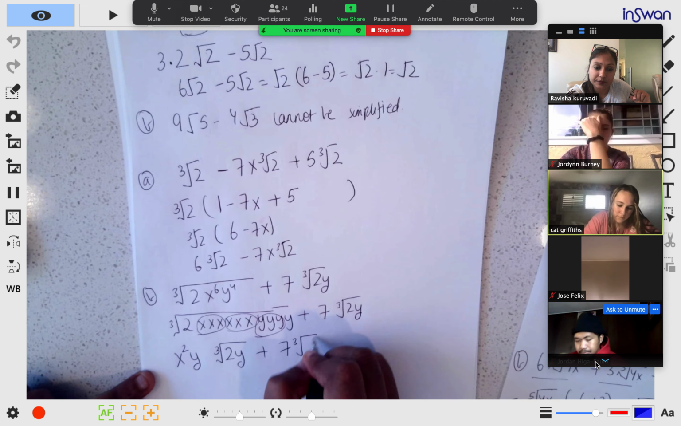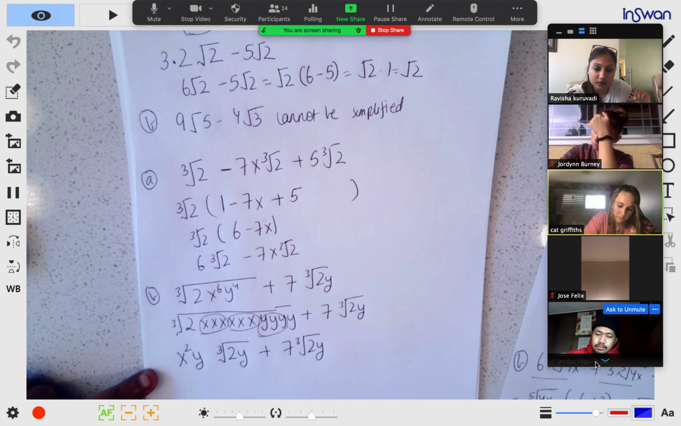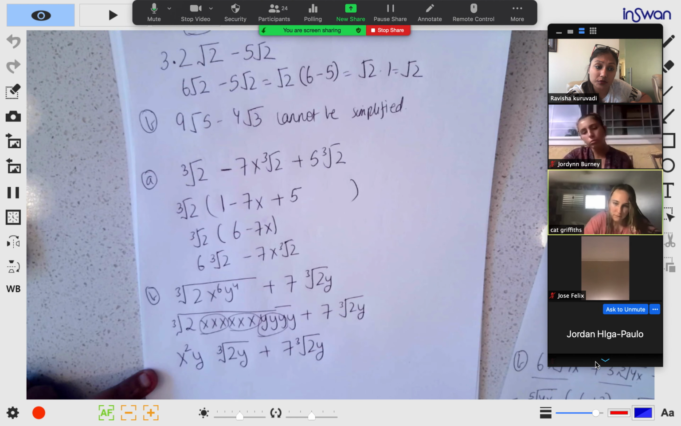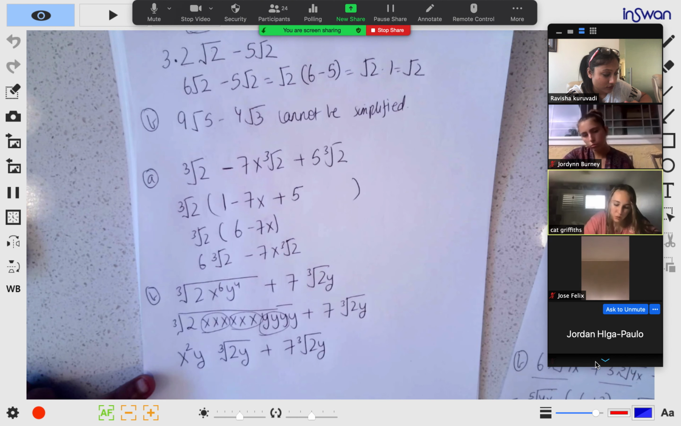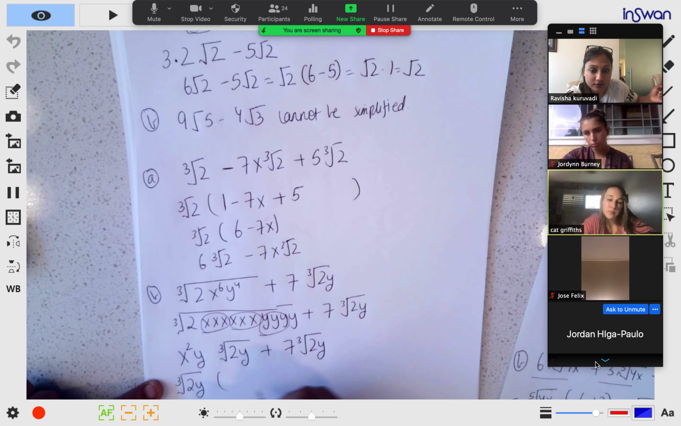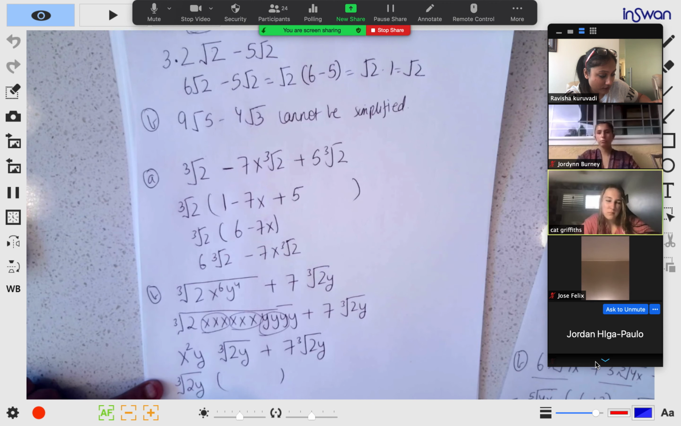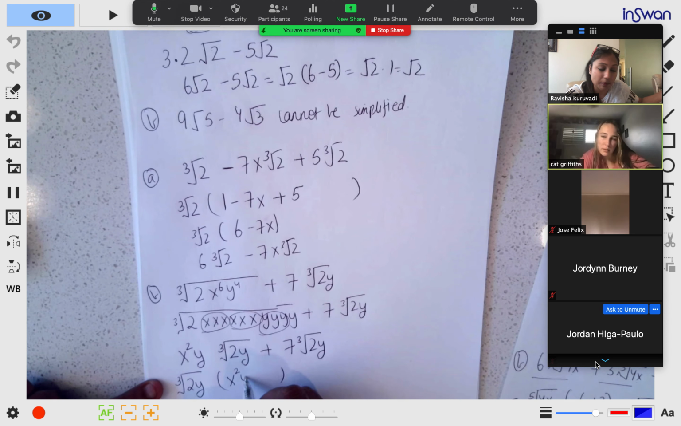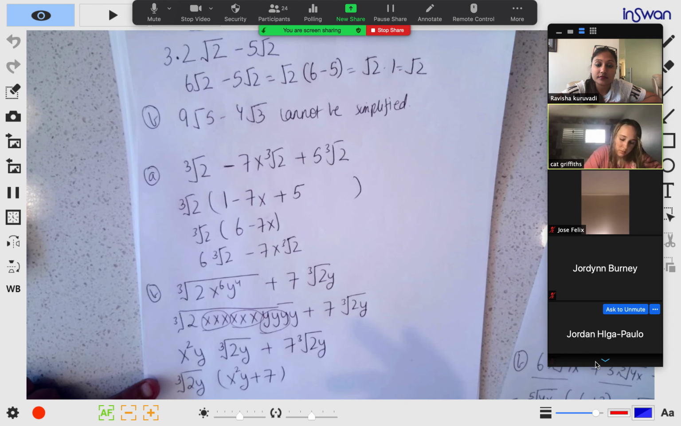Okay. Is there anything common between these two? The cube root of 2y. What am I left with inside? x squared y plus 7. Yes. And you cannot combine these since they are different. They are not like terms. So that's our answer.